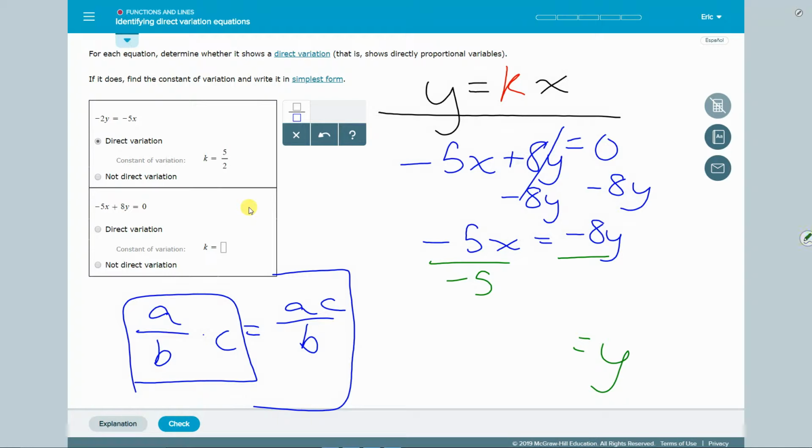Oops, that's the wrong way. I want to solve for y, not for x. Y equals, remember, a negative divided by a negative is a positive. And I can just write it like this due to this fractional rule. And so my direct variation constant is going to be 5/8.